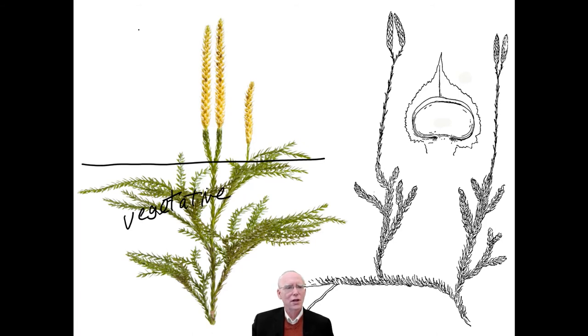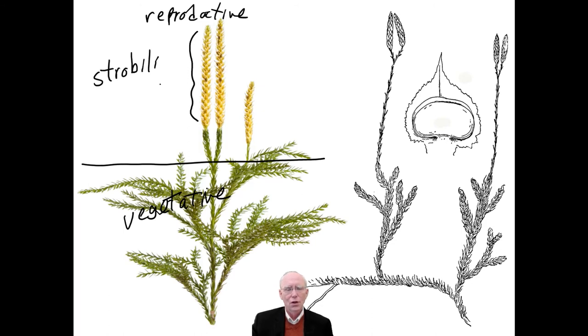A vegetative region and a reproductive region. Sometimes they're well separated, like in this case, and other times they're not so well separated, as we'll see in the next slide. In the reproductive region, we have these spikes of reproductive organs, and these are called strobili. Strobili is plural. If we wanted to refer to one of them, we would call it a strobilus.